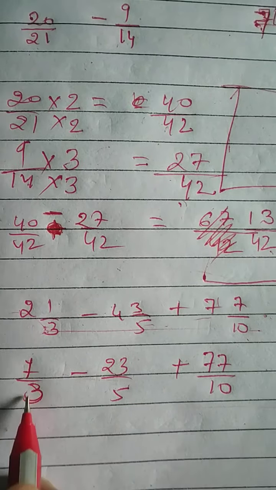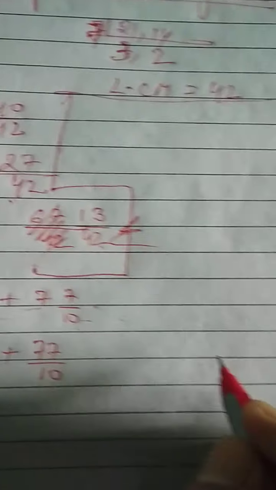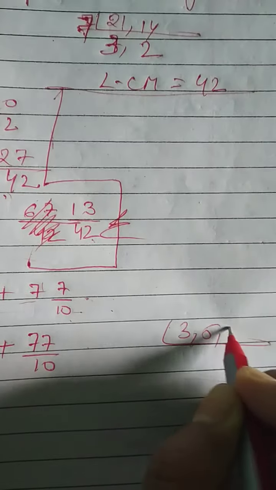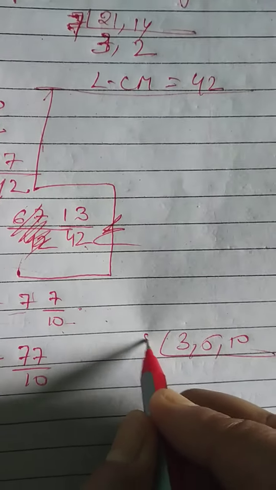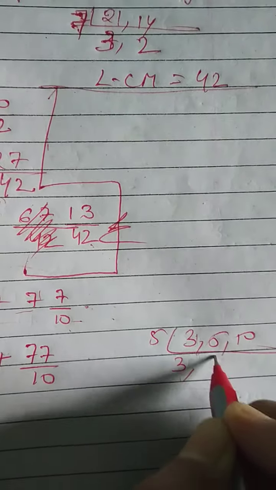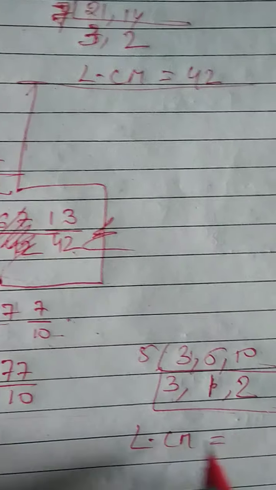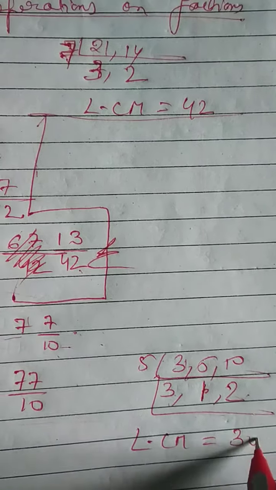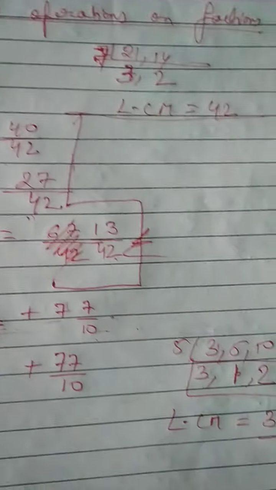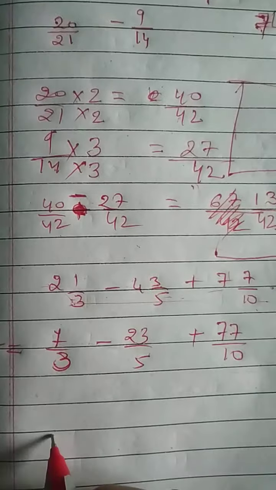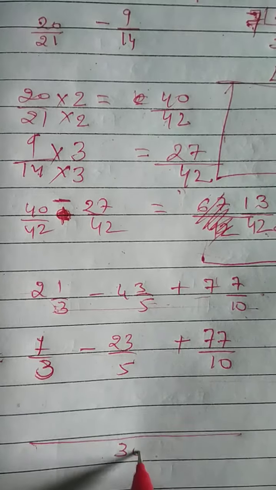Now what do you have to do? You have to take the LCM of the denominators. So take 3, 5 and 10. So what will we get as the LCM? 3 ones are 3, 5 ones are 5, 5 twos are 10. Further you cannot divide, so 5 threes are 15, twos are 30, that is the LCM. So we have got 30 as the LCM. Now what do you have to do? Simple, you have to write here 30.